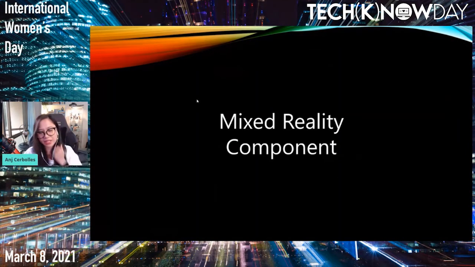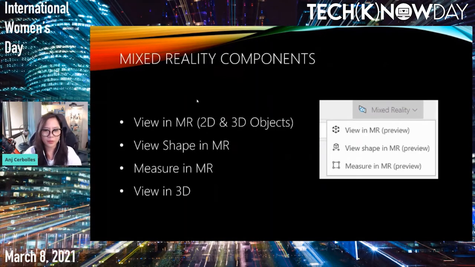So what are the mixed reality components that are available in Power Apps? First, you have View in MR for 2D and 3D objects, so you can visualize 2D and or 3D objects in the real world. Also, you can view a shape using the cube to visualize the specific space where you are going to place the object. Measure in MR, which you can use to take measurements, and View in 3D, which can be found under the media category in Power Apps. I'm going to show you later how to add this component.